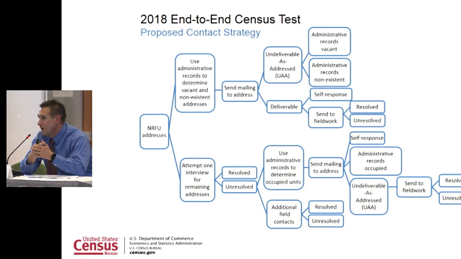The result on the earlier slide, which I didn't mention, was about 1.5% in 2016. If that does end up happening, we have this little conflict of information. So if it's undeliverable as addressed, let's send those cases out to fieldwork. This is functionality which we are looking to build into the next census test.